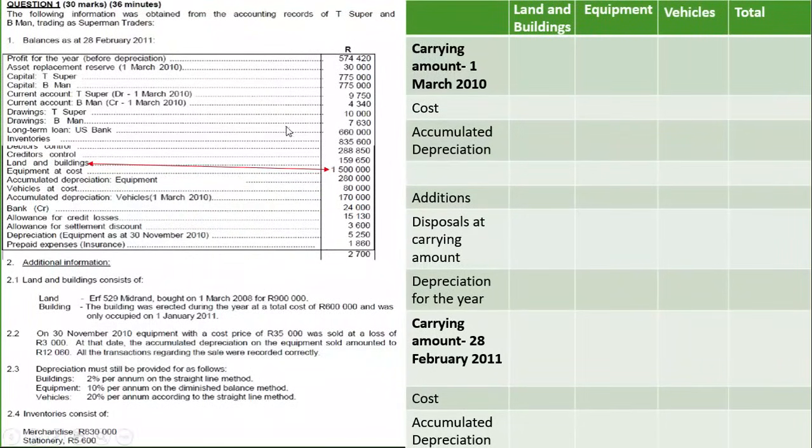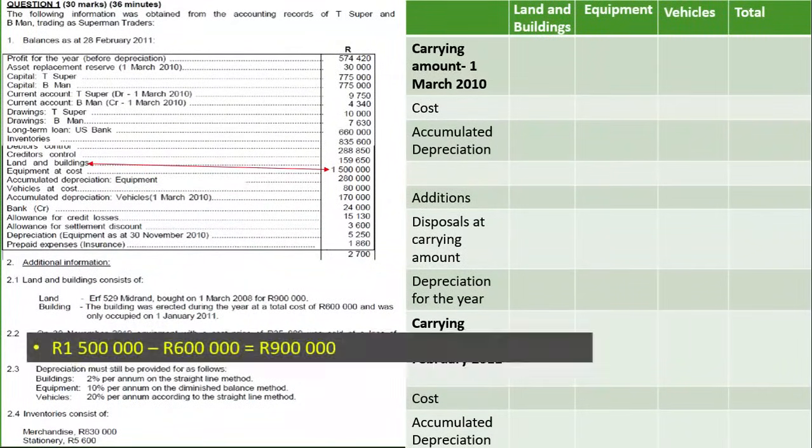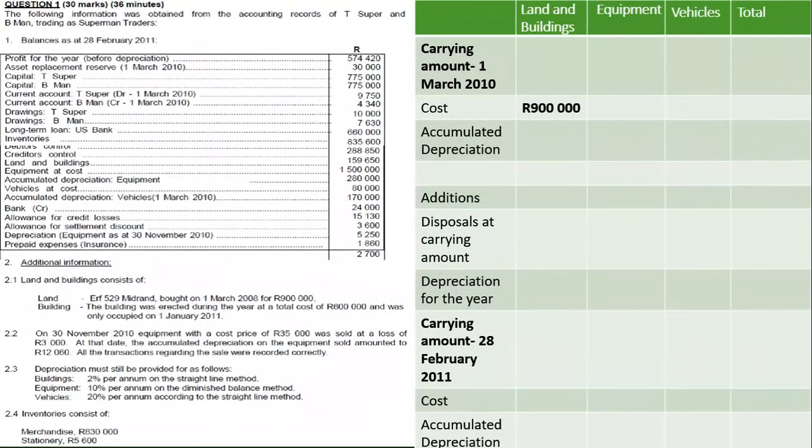So what do we do? We're going to take the land and buildings at the end of the year, or at the end of the period, minus the building which was erected during the year, to get the value of, or the cost of, land and buildings at the beginning of the period. So that's what we're going to do. 1,500,000 rand, or 1.5 million, minus 600,000 rand, which was for the building which was erected during this period, equals 900,000 rand. So that was the cost of land and buildings at the beginning of the period. So let's put that in, 900,000 rand.